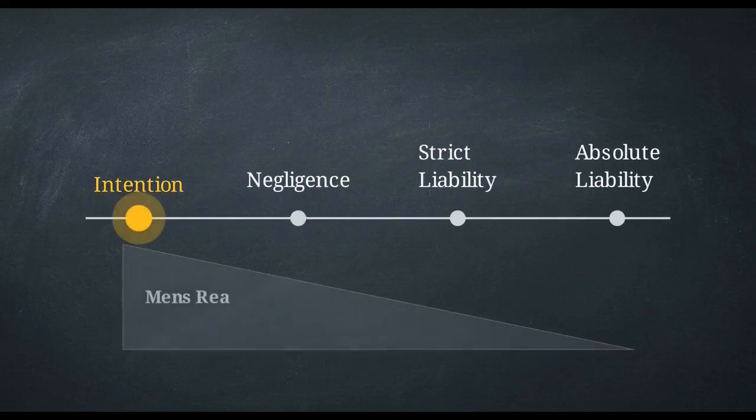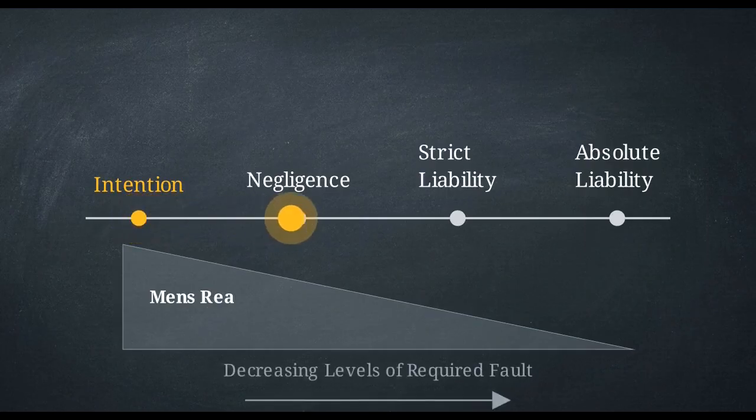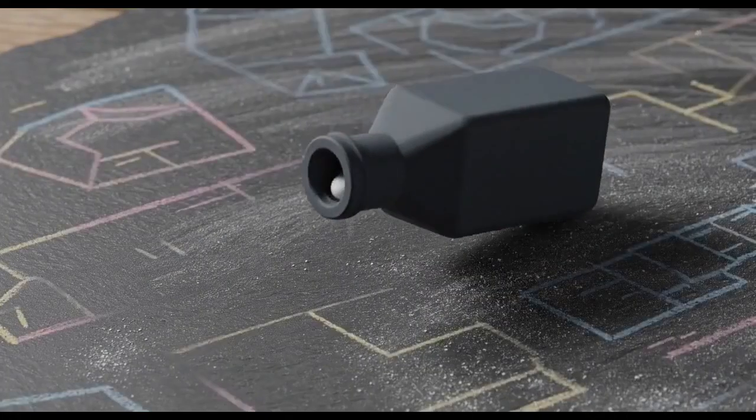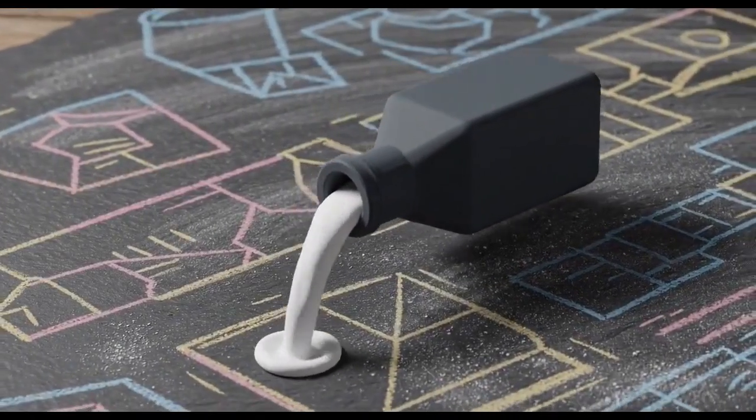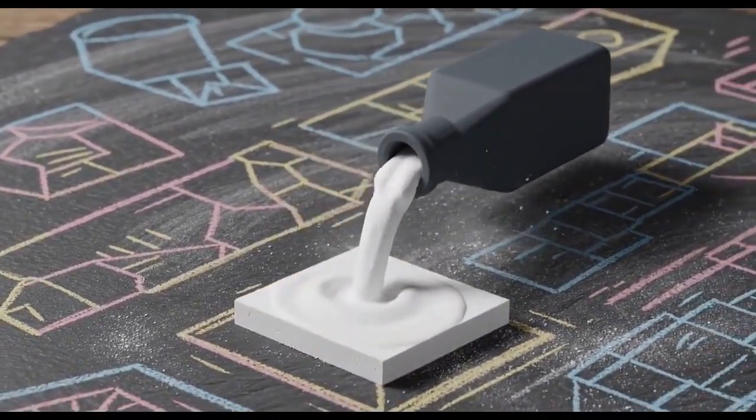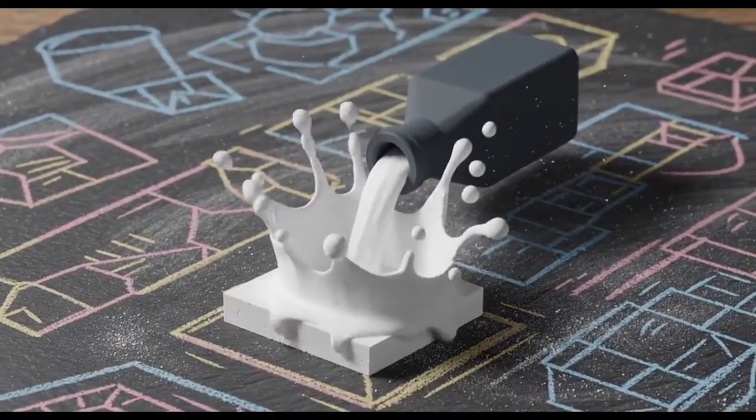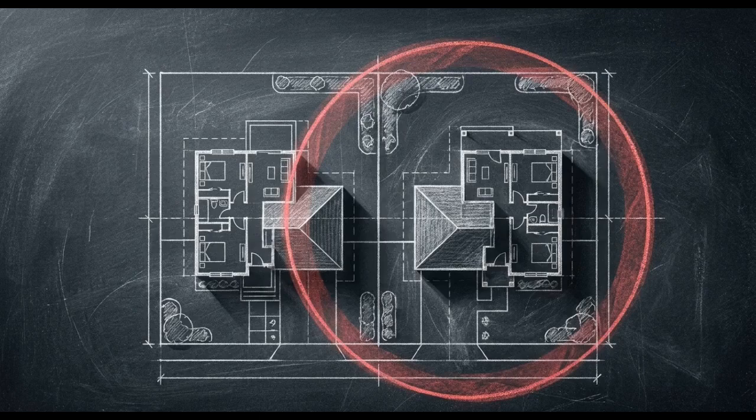This sliding scale maps the degrees of legal culpability. It begins on the left with direct intention, requiring mens rea, and moves right through decreasing levels of required fault. The monumental shift toward negligence based on a general duty of care was defined in the landmark case Donoghue v. Stevenson. It established the neighbor principle. Liability triggers when you failed to exercise reasonable care toward anyone foreseeably affected by your acts or omissions.